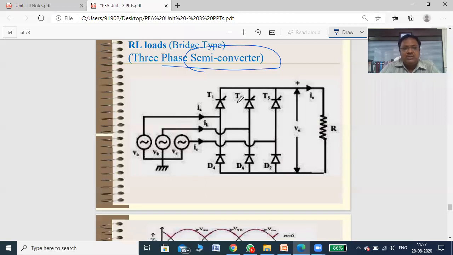Three-phase converters are the most important part, so if anyone from your class wants to explain this semi converter or three-phase converter, then you can explain. I'll just wait for 1 minute. If anyone tries to explain, I will definitely be very happy, because this is one of the important topics.